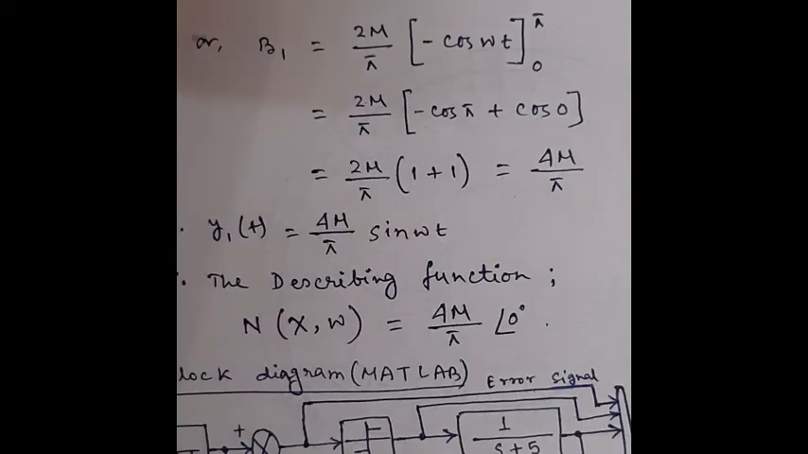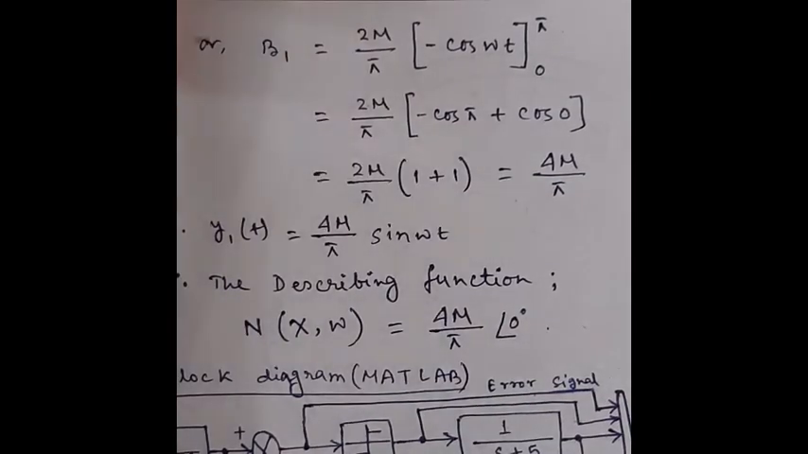After integrating, we can see that b1 is equal to 2m by pi into minus cos omega t, limit is 0 to pi. When we put the limit, the equation becomes 2m by pi into minus cos pi plus cos 0. After putting the values of cos pi and cos 0, we find that 2m by pi into, minus cos pi means 1 and cos 0 means 1, so 2. So the final result will become 4m by pi.